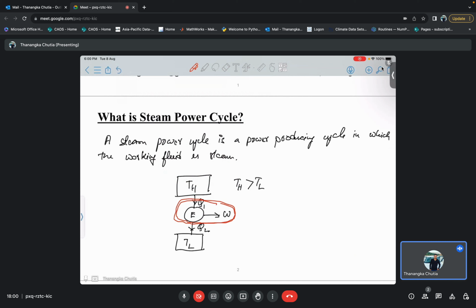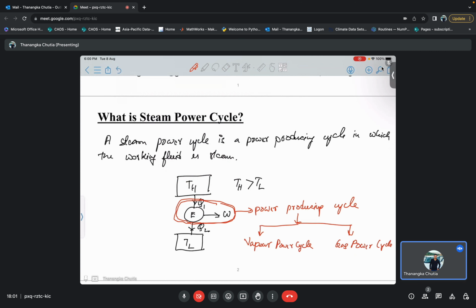So this is basically a power producing cycle. Based on the working fluid that we use, power producing cycles can be of two types. One is the vapor power cycle, and one is the gas power cycle. What we call a vapor power cycle in simple language is basically what we call a steam power cycle.